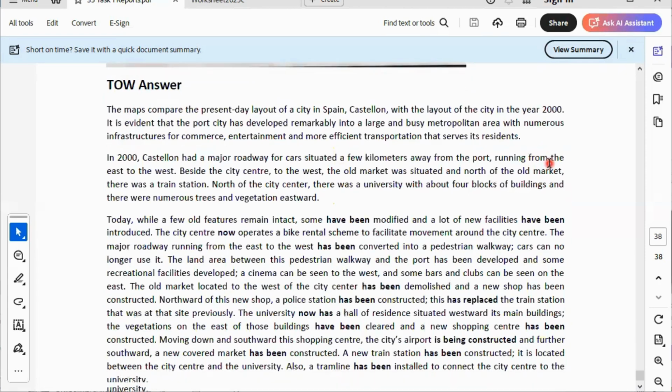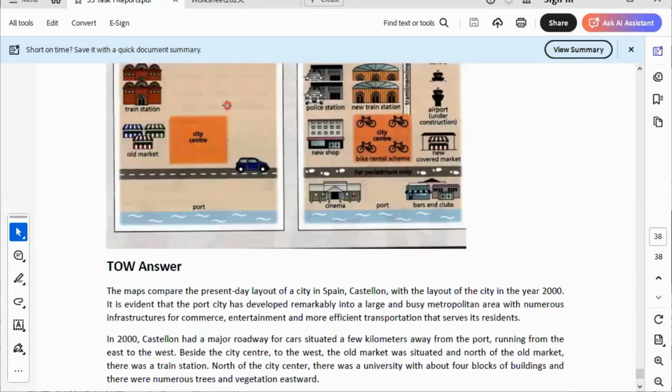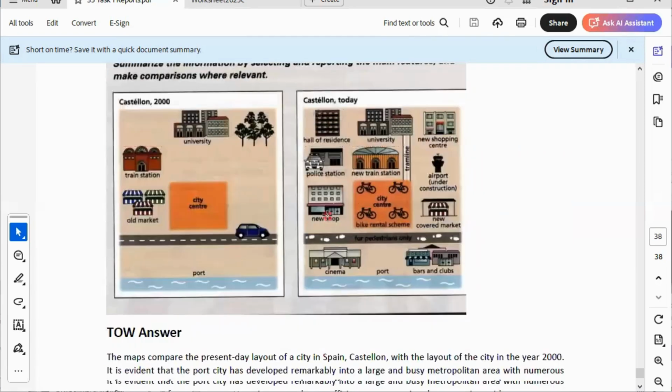Introduction. So in the introduction, what is the person writing? The maps. We have 2 maps. Notice we have 2 maps, so that's why we have the maps.